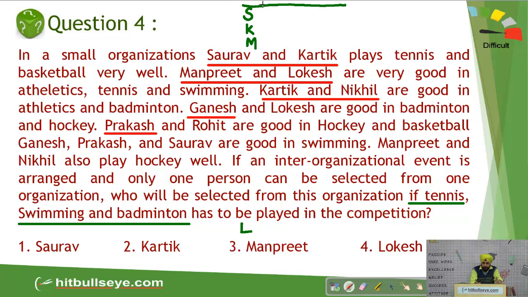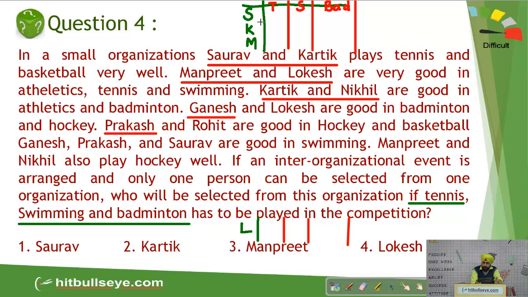Now students, let's list the games. The first game that we take is tennis, then swimming, and then badminton. Mind it, there are 2 games with the name starting with B, so we need to write badminton. Now you need to draw a diagram for this. Let's read the information. He says Saurabh and Karthik play tennis and basketball. Mind it, basketball we don't need, so only tennis.